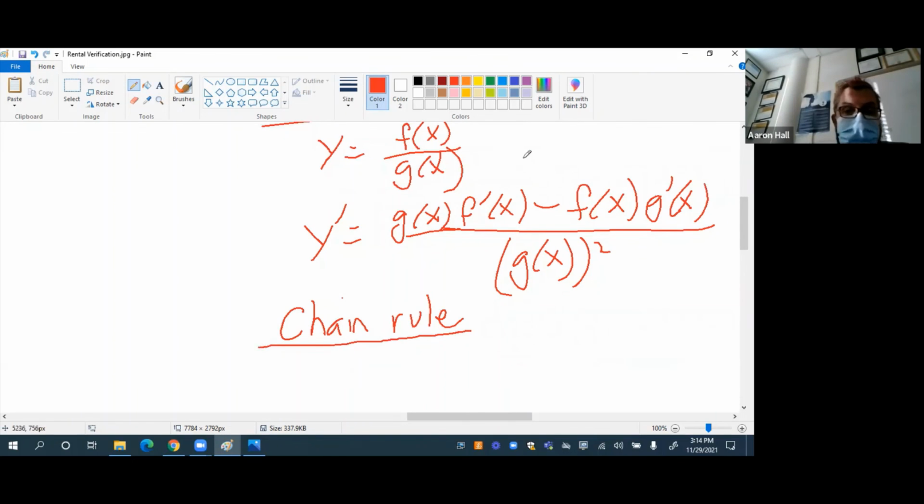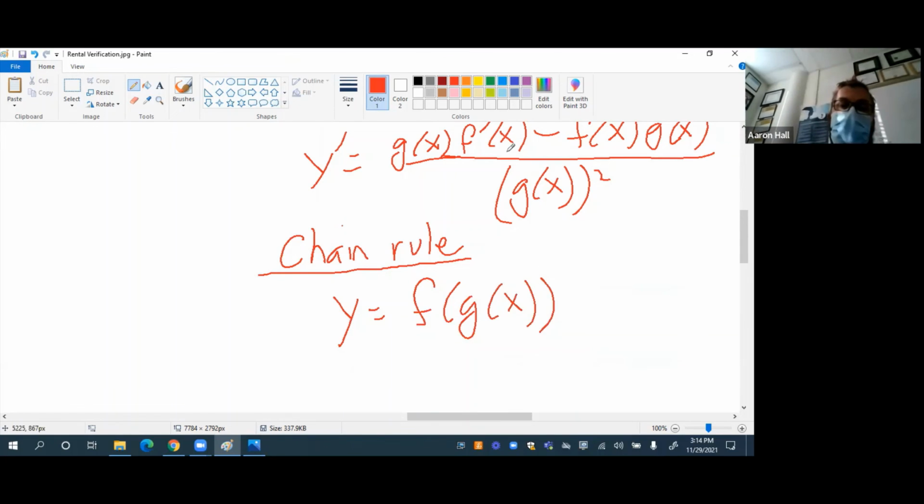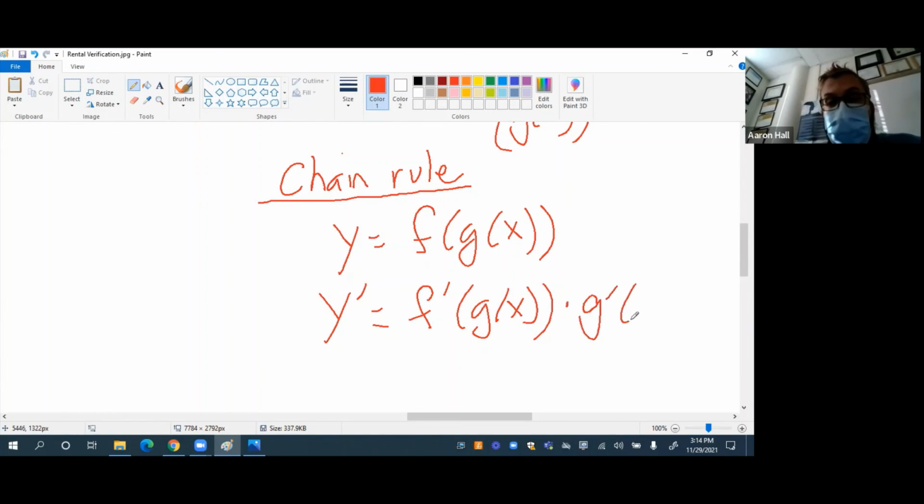What's the point? Well, we have a function inside of another function. So I have y equals f of g of x, and I want to find the derivative of that. What do I do? The derivative of the outside function times the derivative of the inside function. Yep, that's how you calculate it.